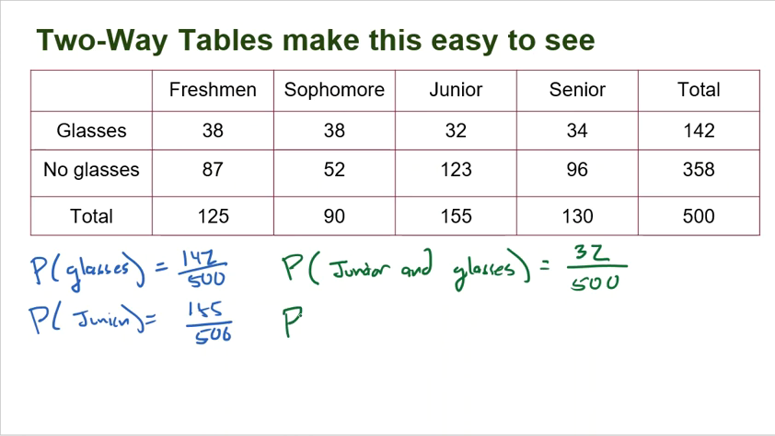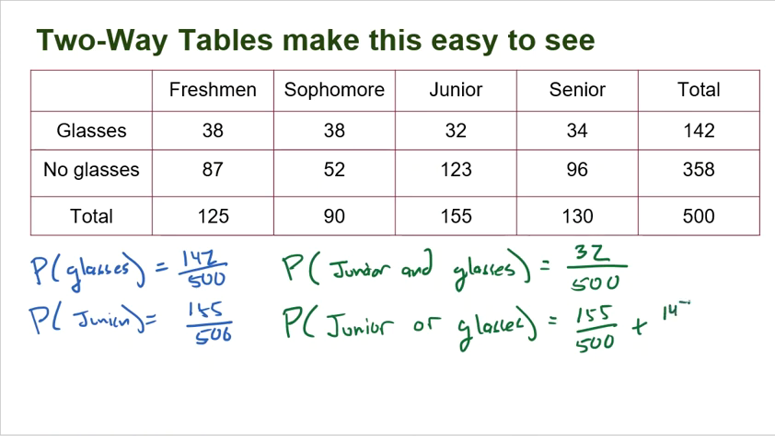Okay, now check this out. This is where it's gonna get really interesting. What's the probability I get a junior or somebody who wears glasses? All right, this is where we gotta say, okay, so remember or means junior. So if you're a junior, 155 kids are juniors. Any one of those kids gets picked, I'm happy because I said junior or glasses. Or, so I'm gonna add, if you're wearing glasses, 142 kids are wearing glasses. So 142 out of 500 are gonna also meet my qualification because they are junior or glasses. You don't have to be both. So 155 kids are juniors, that's gonna make me happy. 142 kids wear glasses, that's gonna make me happy.